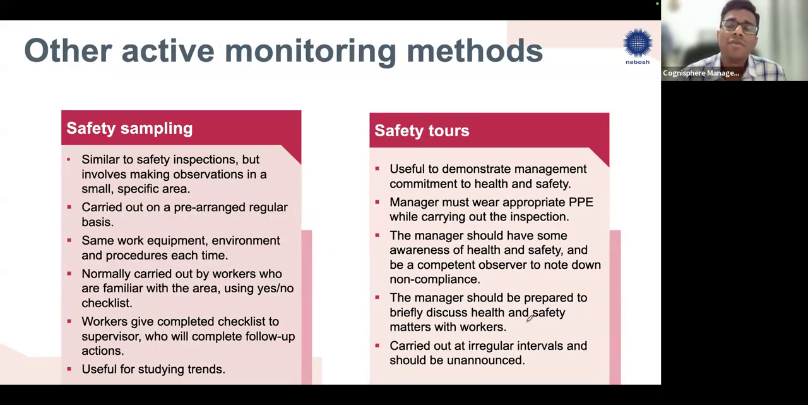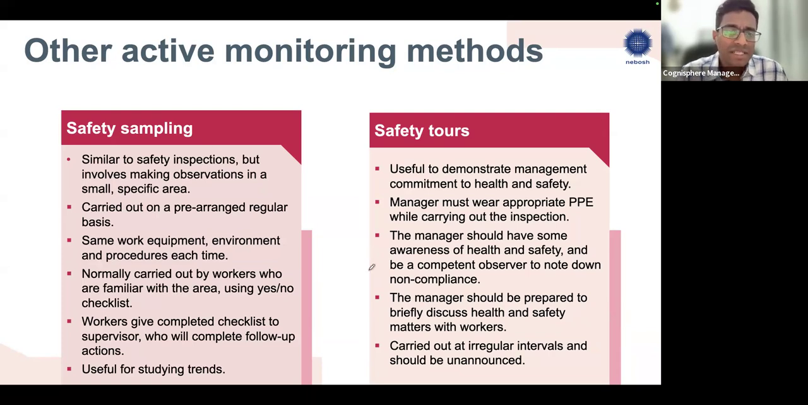So, another active monitoring method. Inspection is one example of active monitoring. Active monitoring means we are being proactive, checking the adequacy of the standards and existing controls before a loss-making event could occur. Other types of active monitoring are safety sampling and safety tour.